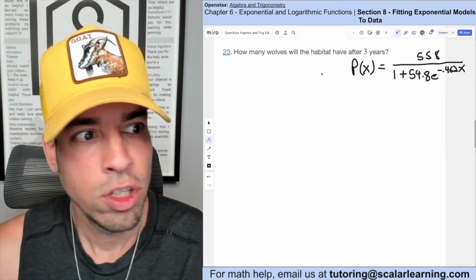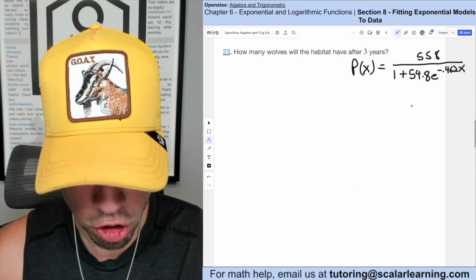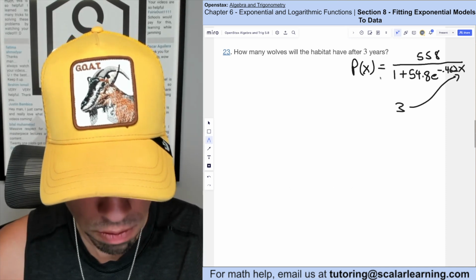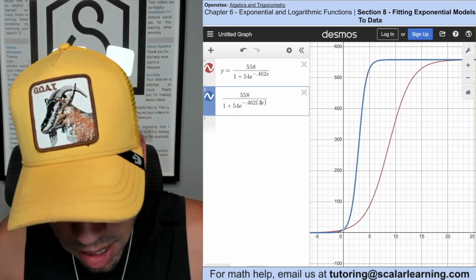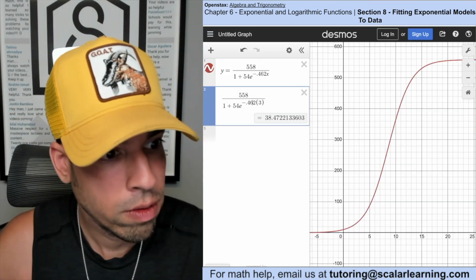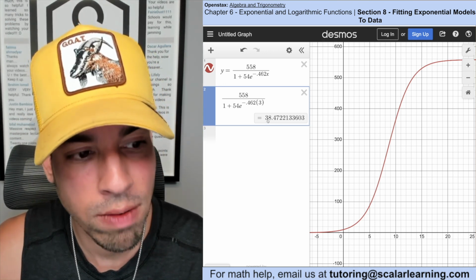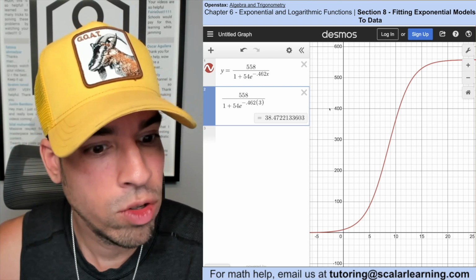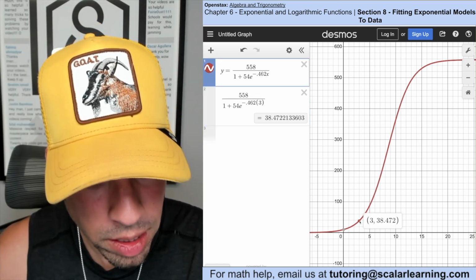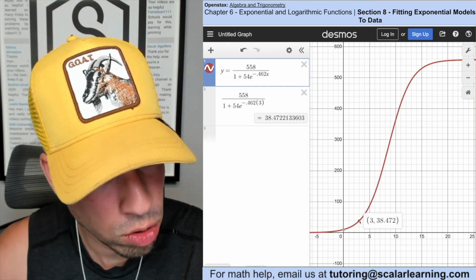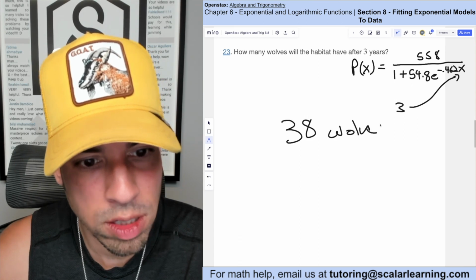Boom, done. So this one says, how many wolves will the habitat have after 3 years? So this is a plug and chug situation. You just plug 3 in for x and solve for p. And to do that, I'm going to use a calculator. So let's check it out. So here's the function. I'm going to replace x with 3, and we're going to evaluate it. And here I get 38.47, which would round down to 38. And you can also see on the graph that when I look at 3 years, there it is, right? It's right there at that 38.472, exactly what we calculated. So we can say approximately 38 wolves is the answer.